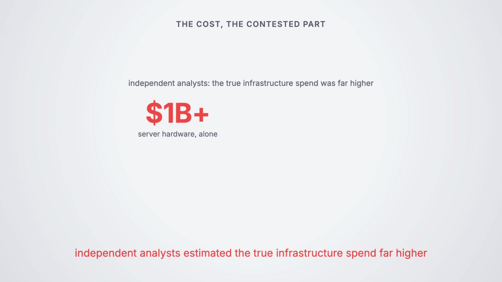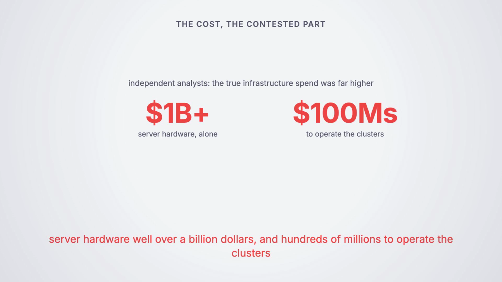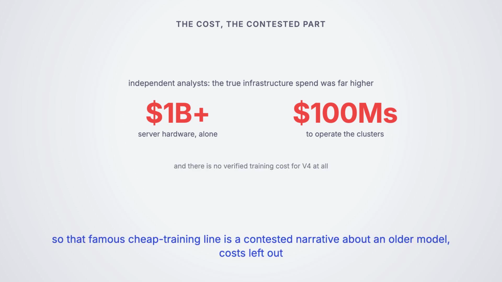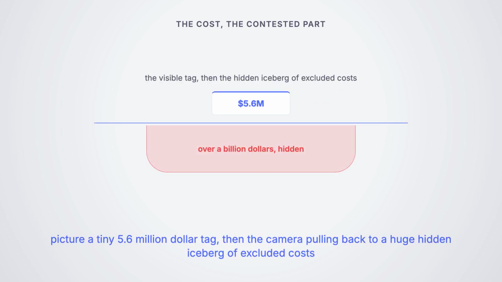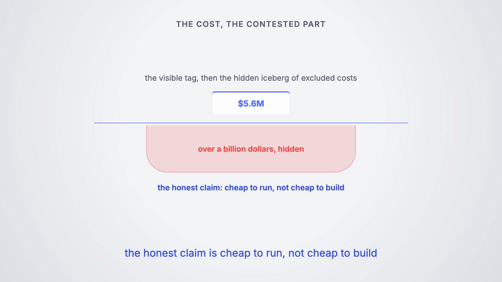Independent analysts estimated DeepSeek's true infrastructure spend far higher, server hardware well over $1 billion and hundreds of millions to operate the clusters. So that famous cheap training line is a contested narrative about an older model with most of the real costs left out. And there is no verified training cost for V4 at all. Picture a tiny $5.6 million tag on one small box, then the camera pulling back to a huge hidden iceberg of excluded costs. And remember, that market-shaking moment in early 2025 was about V3 and R1, not V4. The honest claim is cheap to run.